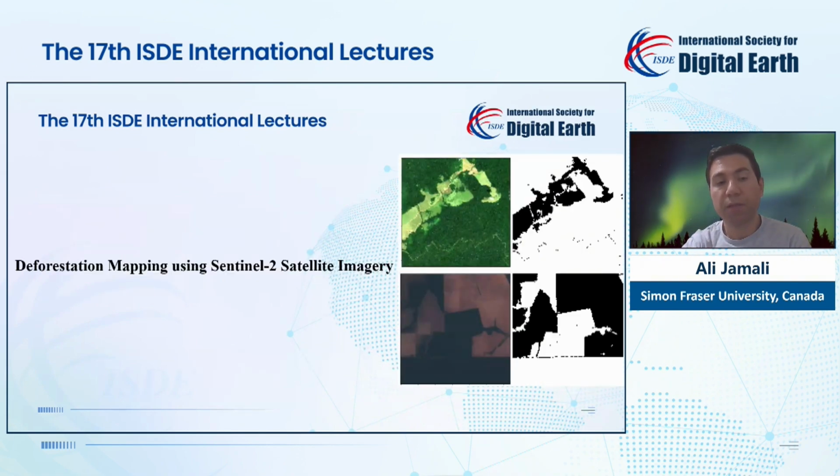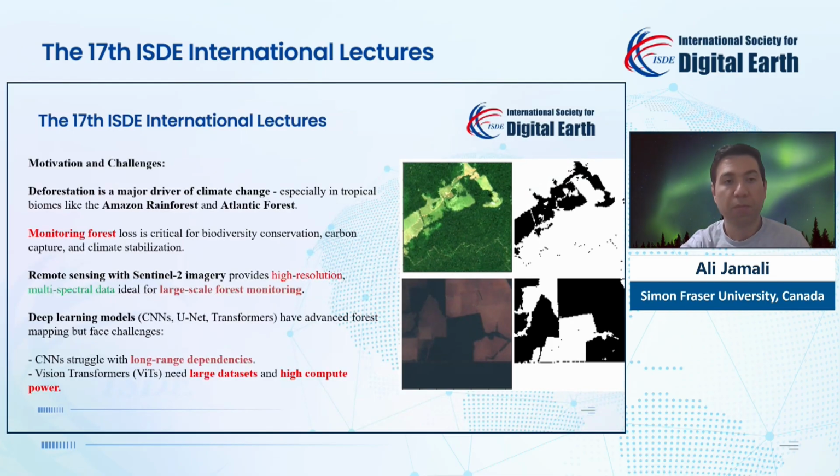So the next is deforestation mapping, using Sentinel-2. Deforestation is a major driver of climate change. We have the Amazon rainforest and the Atlantic forest. They are heavily affected by deforestation, and you see lots of news on forest fires and other anthropogenic effects, even cutting trees, whatever it is.